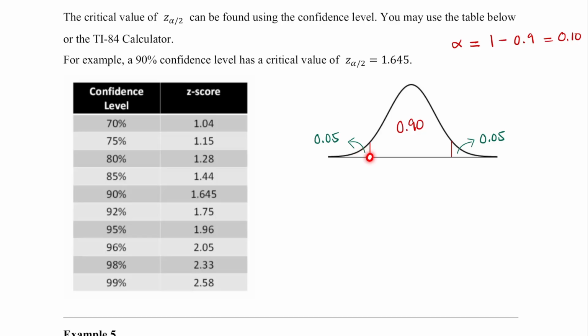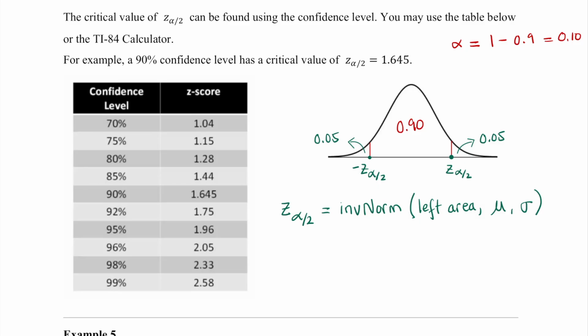This value on the horizontal line is negative z of alpha half, and this value is positive z of alpha half. The sample size formula uses the positive z of alpha half, which is on the right side. To find z of alpha half, we'll use the function inverse norm in the TI-84 calculator. And we need the left area, mean, and standard deviation.